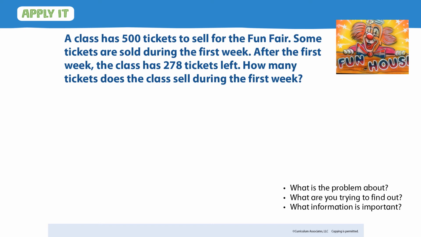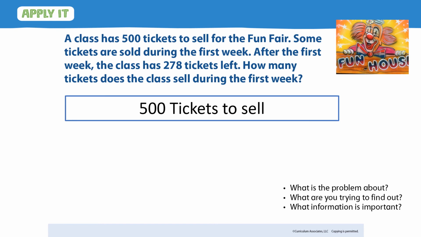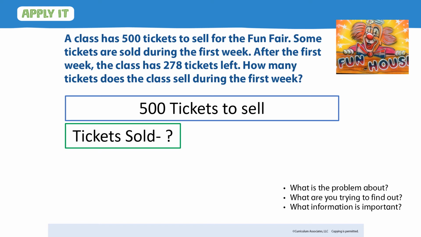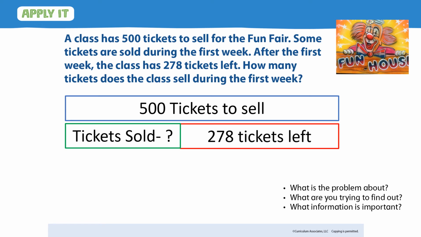And what's going to help us answer that question? Well, first of all, we have to remember that there were 500 tickets to sell. That's a lot of tickets. We know that some of the tickets were sold the first week, but we don't know how many. And we know that after those tickets were sold, there were 278 tickets left. So if I put the 278 tickets that were left with the tickets that were sold the first week, I'm going to have my 500 tickets.